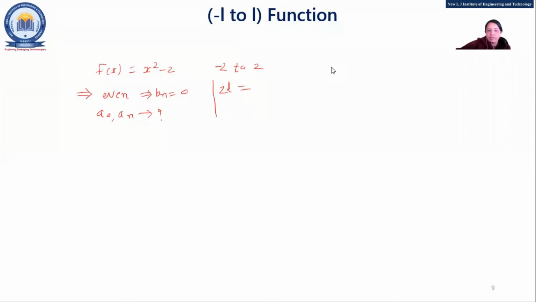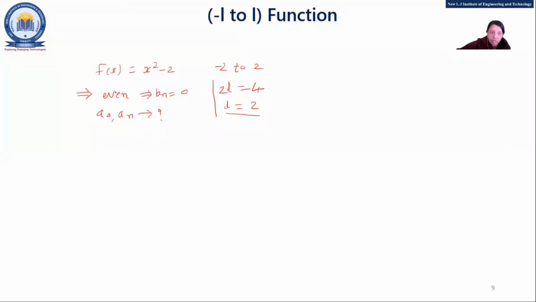2L, write down into the chat box 4. Yes, Yagnik. Obviously 4, because 2 minus minus 2. Do it in that way only, right? So it's easy to remember. L equal to 2. Fine. So we are having L.